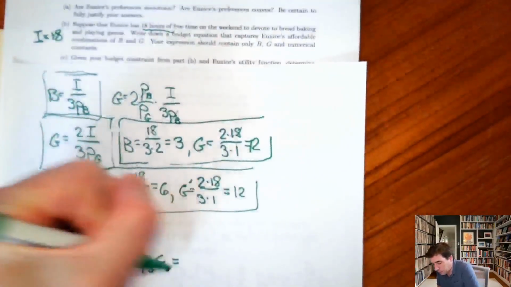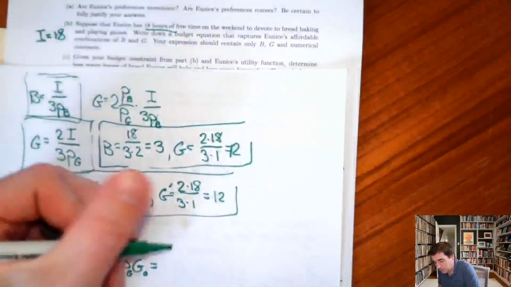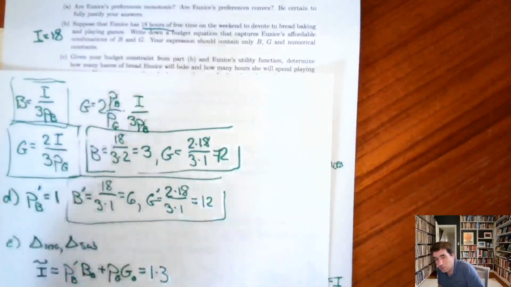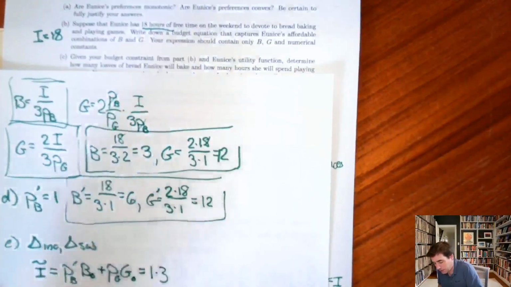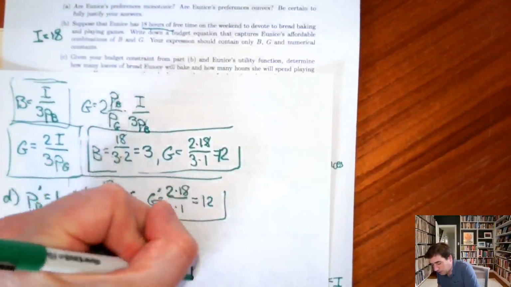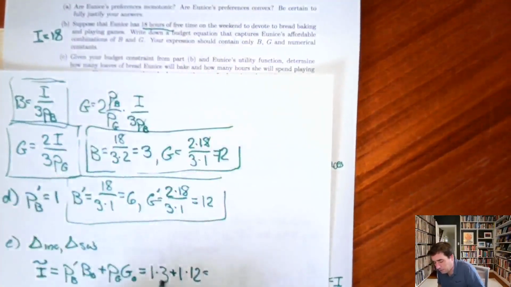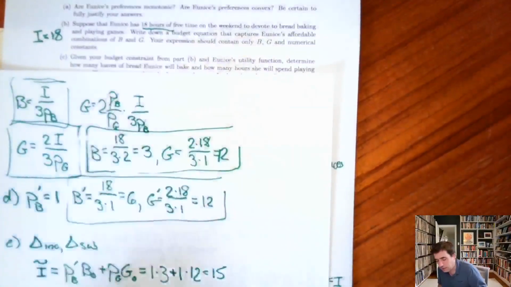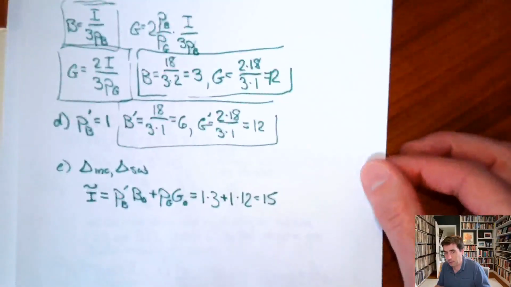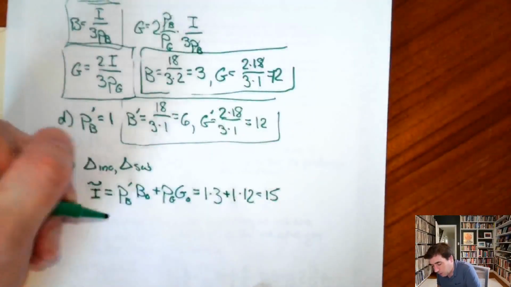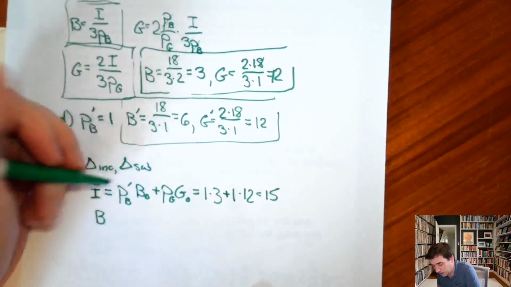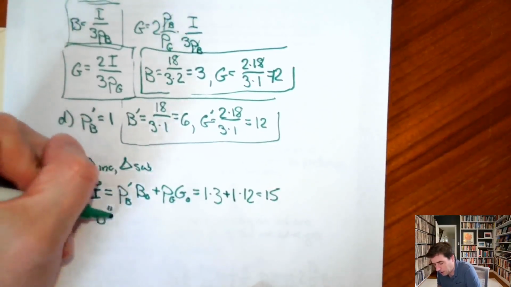Well, this is just a matter of plugging in the right numbers. The new price of bread is 1. The original loaves of bread was 3, that's what we got in part C. The price of games is still 1. The original number of games was 12. And so 3 plus 12 is going to give me 15. That would be the income that corresponds to this intermediate bundle. The quantities in this intermediate bundle, let's call them B double prime and G double prime.